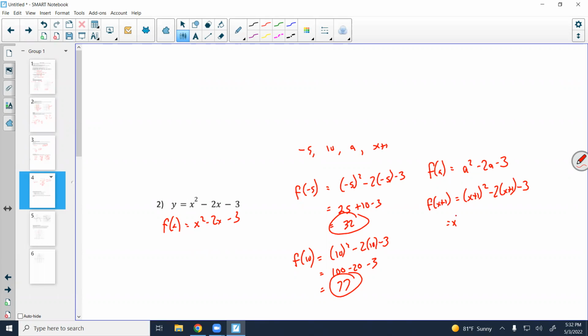So this is x squared plus 2x plus 1 minus 2x minus 2 minus 3. We have 1x squared, 2x minus 2x cancels. I have 1 minus 2, which is negative 1, minus 3, which is negative 4. And that is that.